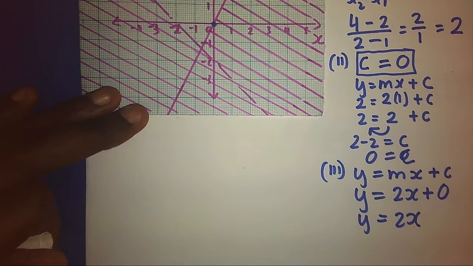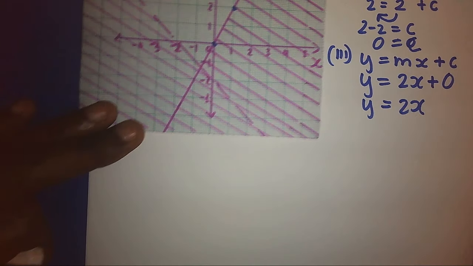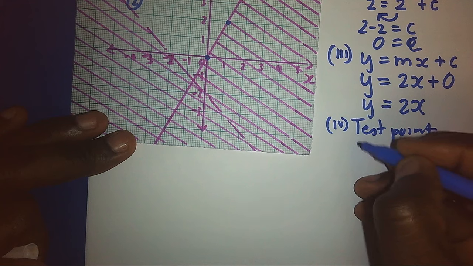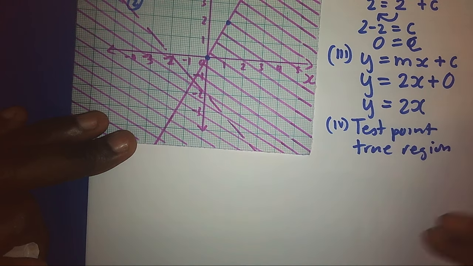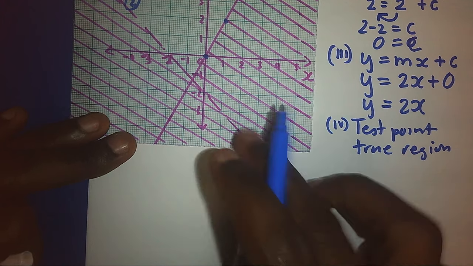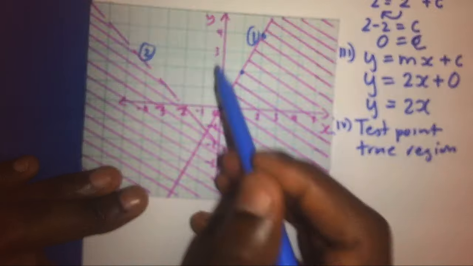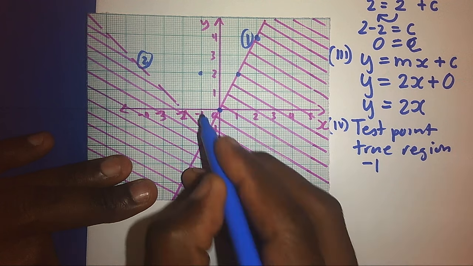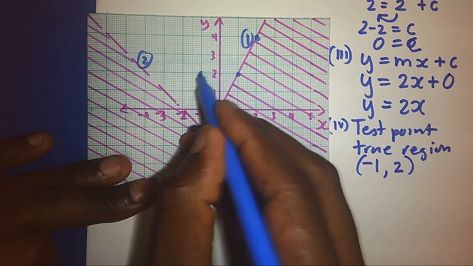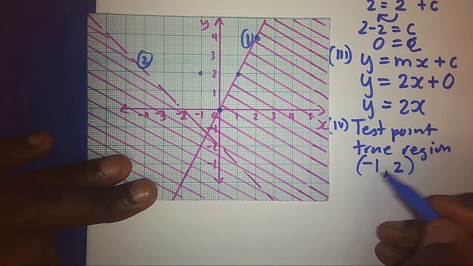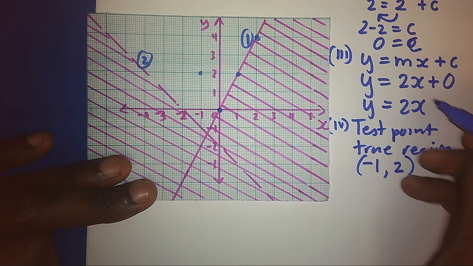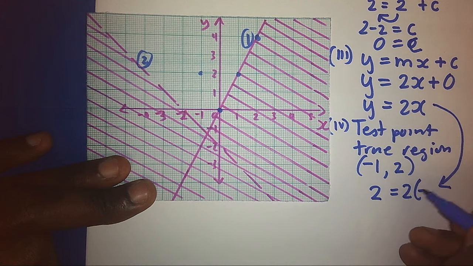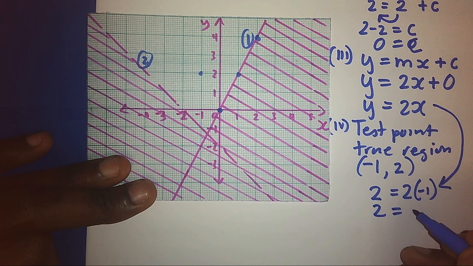Now, after getting our equation, step number 4, we should get our test point from the true region, so that we can get our inequality sign. And since our true region is the part which is not shaded, we can pick a point, let's say here. This point is negative 1 for x and positive 2 for y. We shall substitute this true test point into our equation. y is 2, x is negative 1. And when we solve, we get 2 and negative 2.